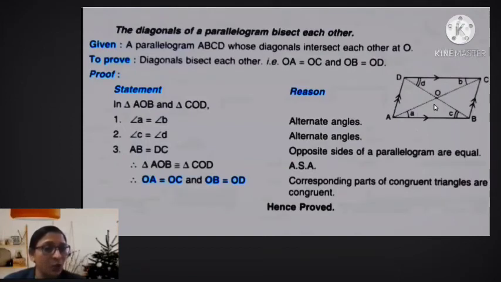And from this, side OA equals side OC and side OB equals side OD, since these are the corresponding sides of the congruent triangles. Hence it is proved.